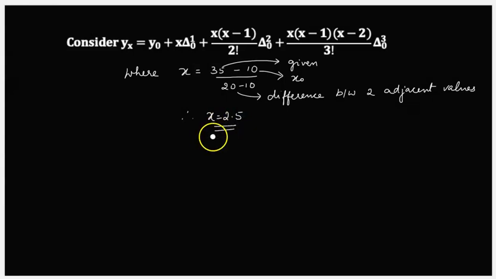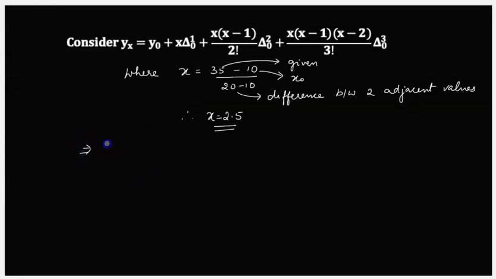So the construction of the table will carry 2 marks. Then Newton's forward interpolation formula will carry 1 mark. And then you have to find x correctly and do the calculations and get the value of y. That would carry the remaining 2 marks.